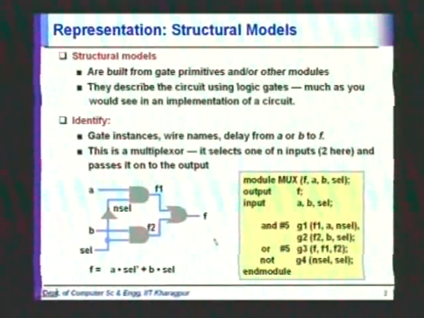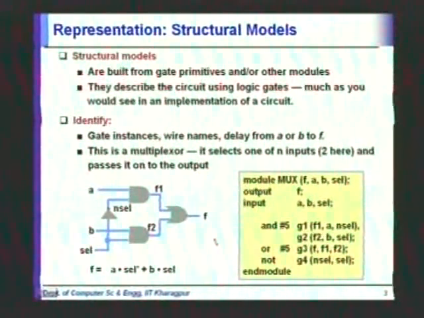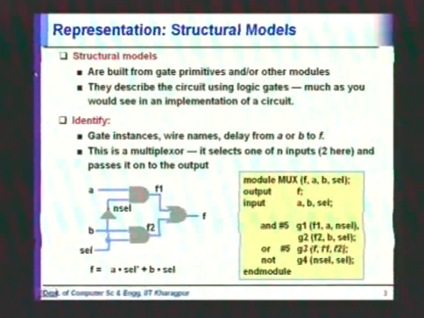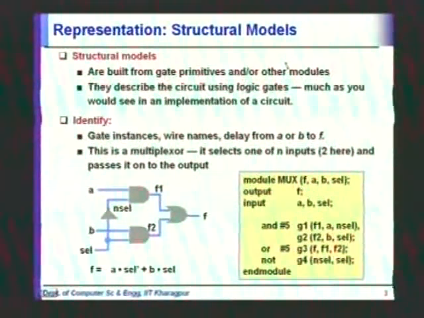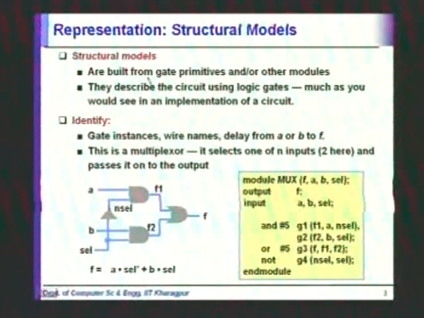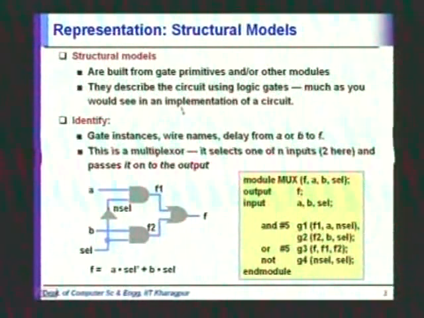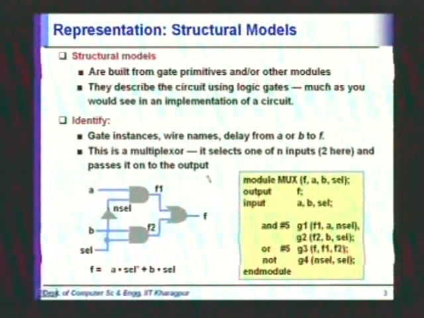So what are structural models? These are built from gate primitives and/or other modules. So it actually describes the circuit at the structural level, not in terms of a behavioral model. So we don't have things like if-then-else or for loops here. We have gates, their interconnections, modules which contain gates, and then interconnection between modules and things of that nature. They describe the circuit using logic gates, much as you would see in an implementation of a circuit.